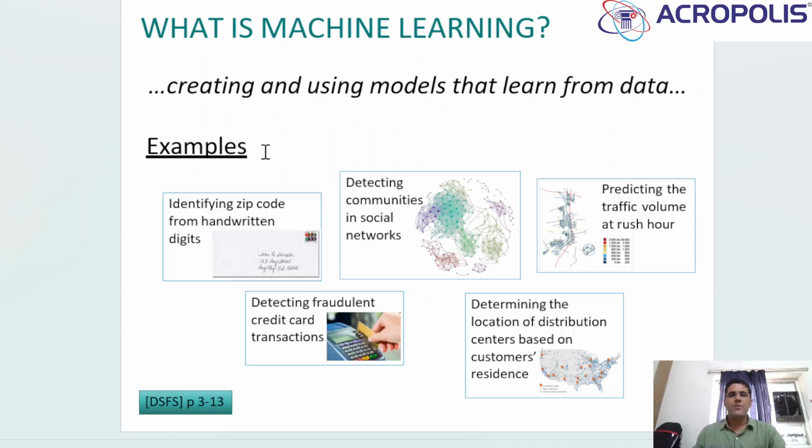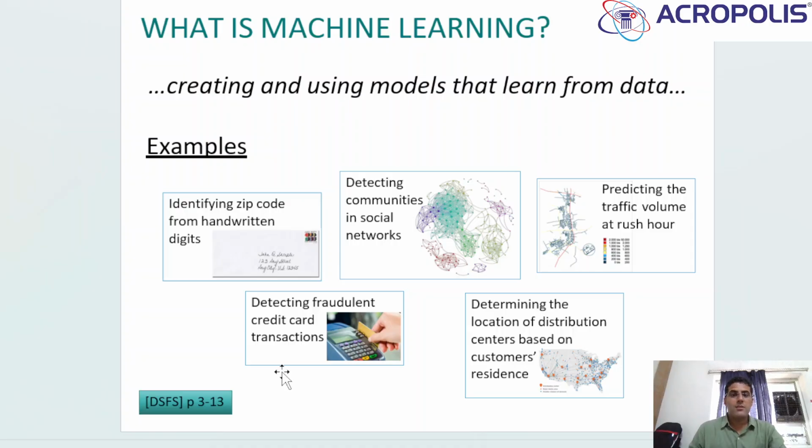So what is machine learning for you? Creating and using models that learn from data. Here are some examples: identifying zip codes from handwritten digits, detecting communities in social networks, or predicting the traffic volume at rush hours. Let's say you want to travel from X position to Y, so you need to understand how much estimated time is needed to reach from one place to the other. Here, machine learning is going to prove very helpful for you.